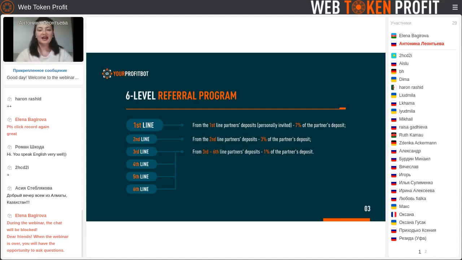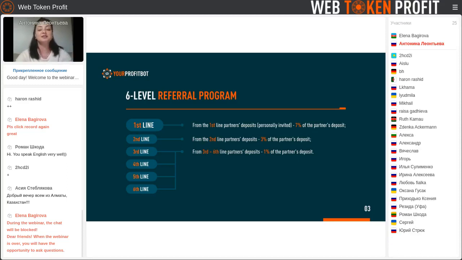Once again, first level. From first line personally invited partners, you will get a referral reward of 7% of the deposit amount. Second level, from second line partners, you will get a referral reward of 3% of the deposit amount. And for the third, fourth, fifth, and sixth levels, from each partner's deposit who are on your line, from third up to sixth, you will get a referral reward of 1% of the deposit amount.